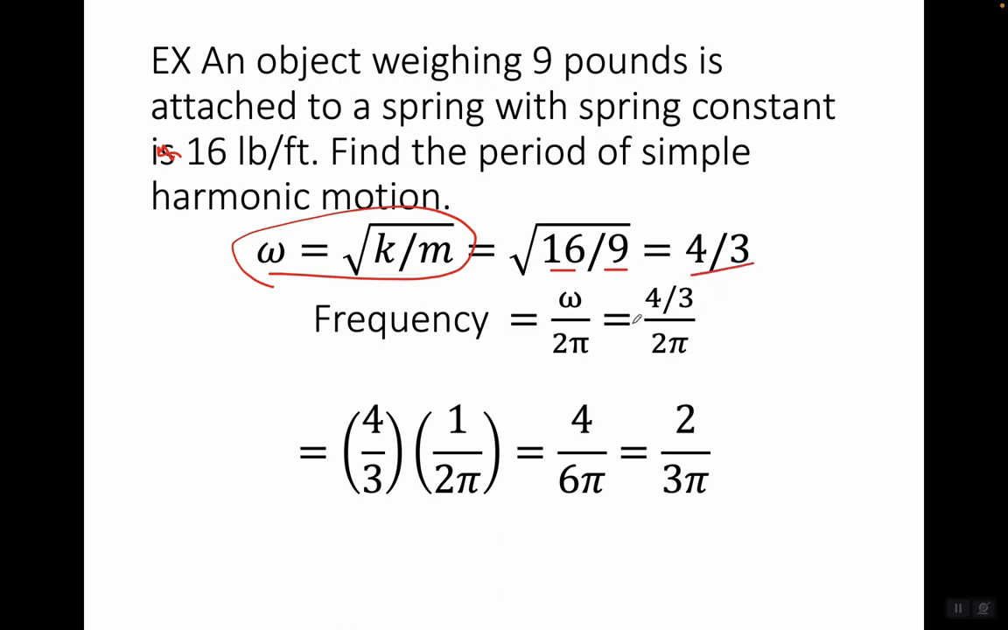So the frequency is going to be omega over 2 pi, which is 4/3 over 2 pi. That's the same thing as 4/3 times 1 over 2 pi. That's 4 over 6 pi. In other words, 2 over 3 pi. That's the frequency.